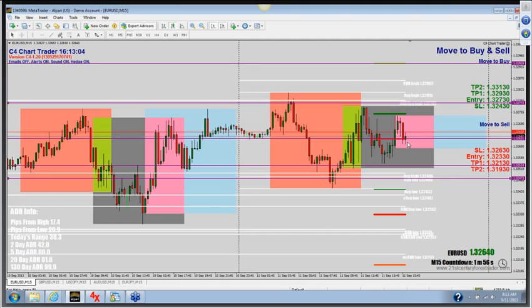So what I'm going to do is just look for this to pull back a little bit more, and I'd look to buy it off of 32.52. So we're going to do that. We're going to put this here, 32.52.